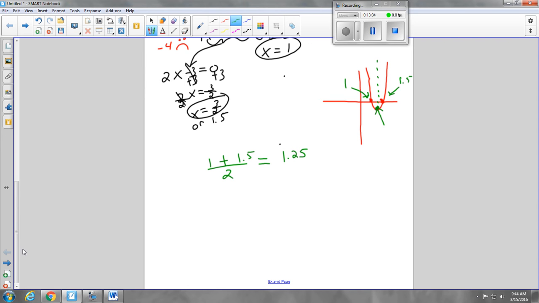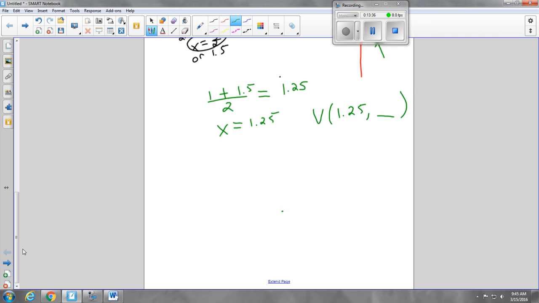It's also the x component of my vertex. So this is going to be my line of symmetry. So x is equal to 1.25. But it's also going to be my vertex. I'm going to have 1.25 comma something. I don't know what y is yet. Okay?